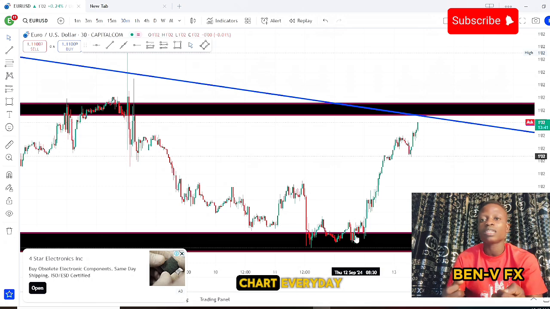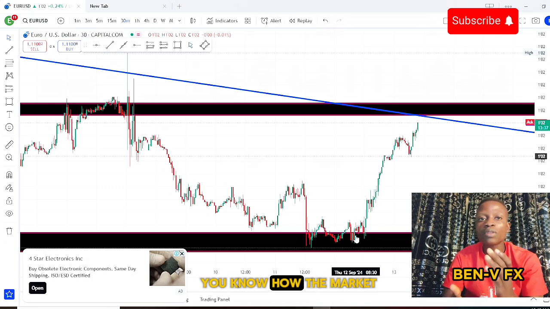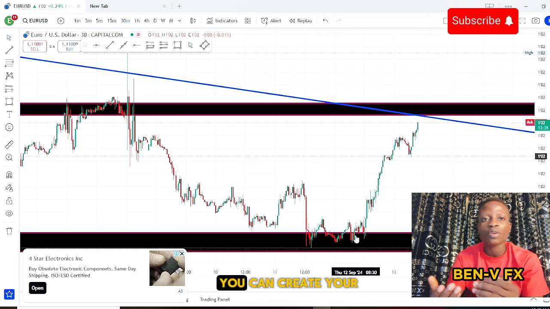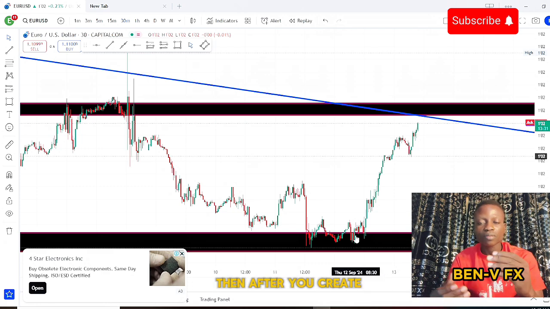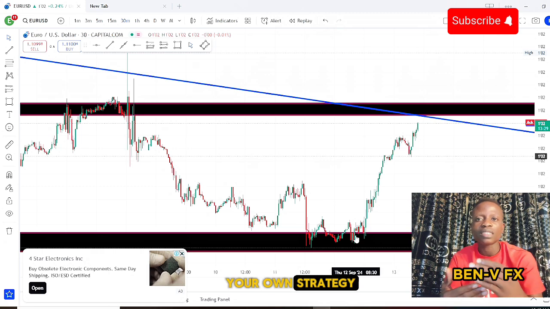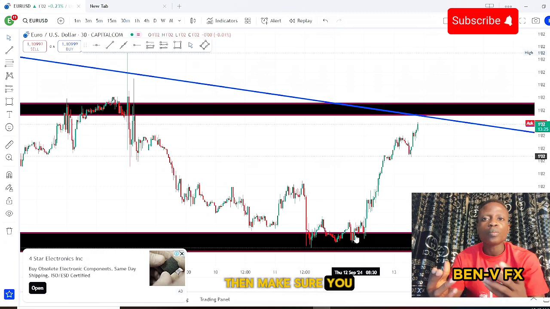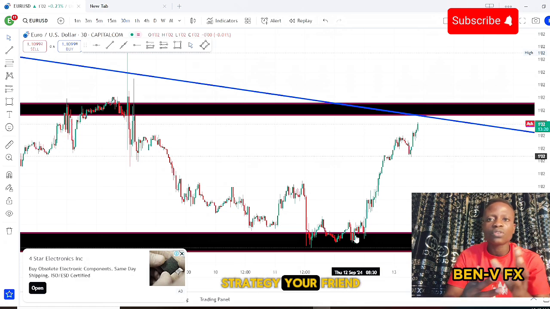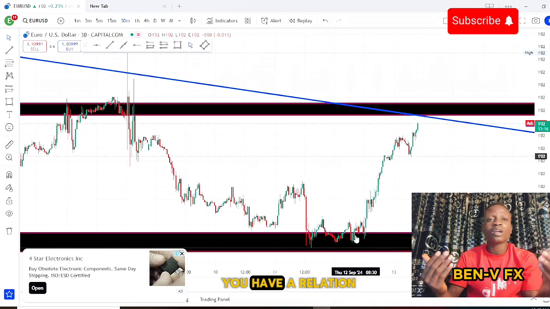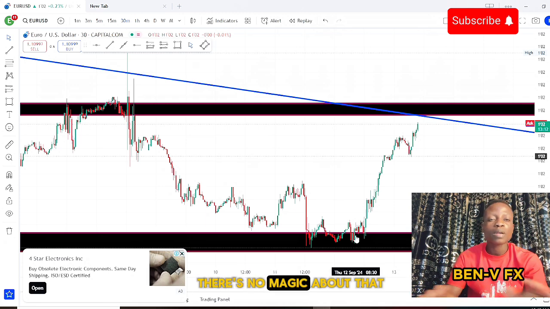Go close to the chart every day, then you know how the market behaves. If you know how the market behaves, you can create your own strategy from that side. Then after you create your own strategy, you stick to that strategy and make that strategy your friend. If you make the strategy your friend, you know what the market will be doing, and you have a relationship with the market, and that is just all. There is no magic about that.